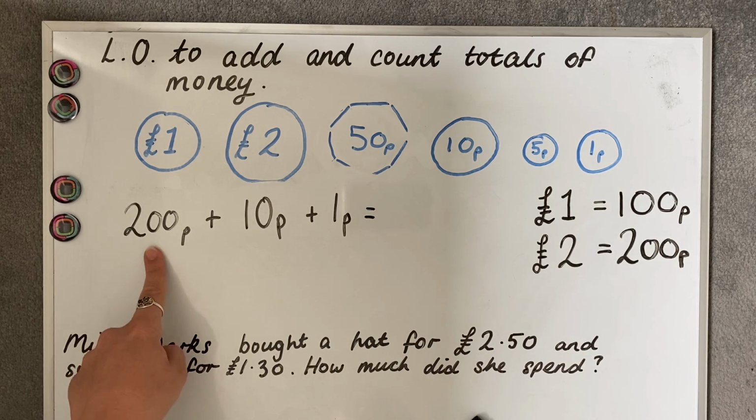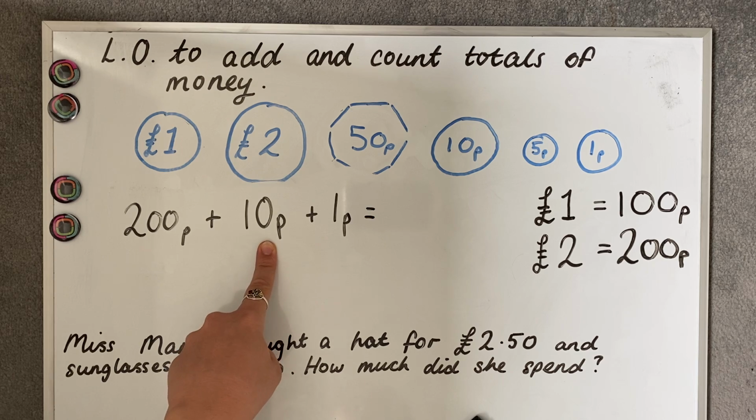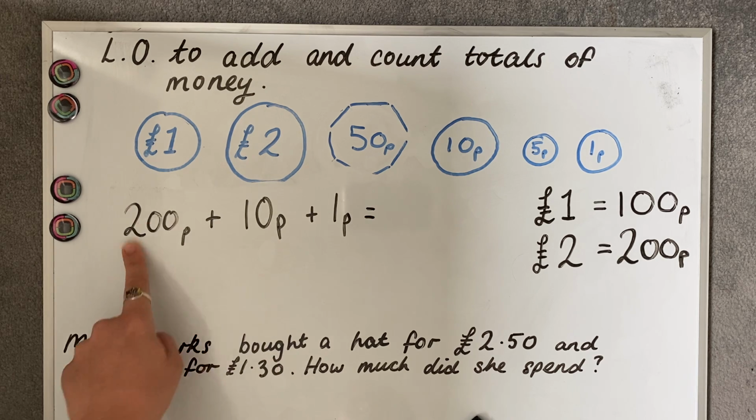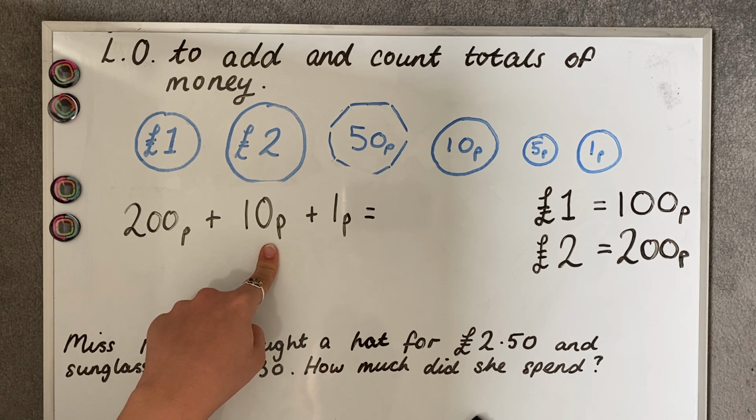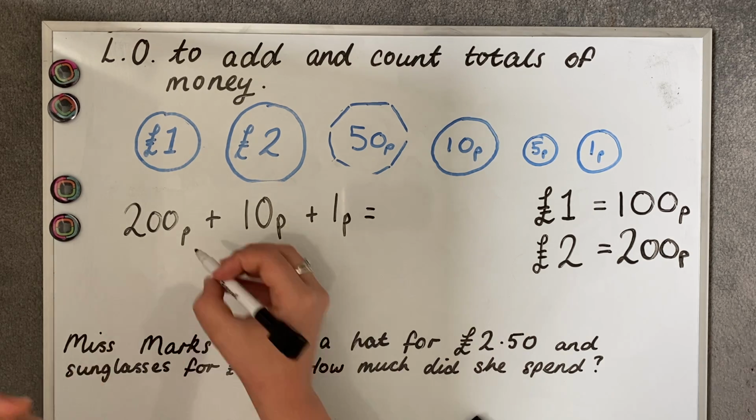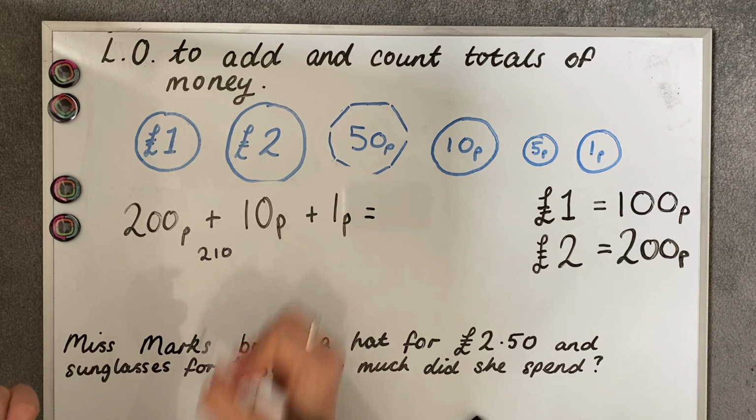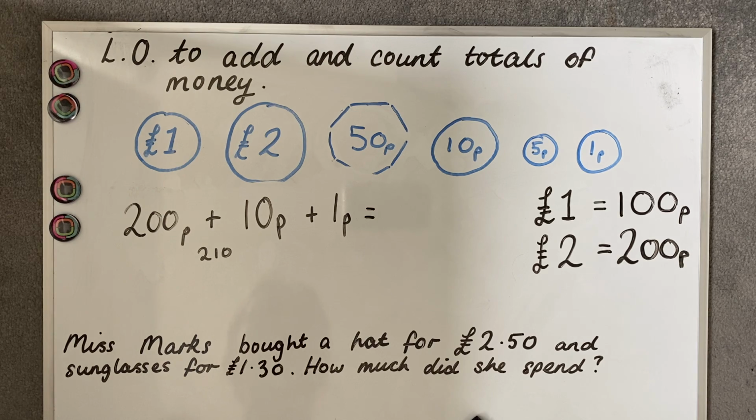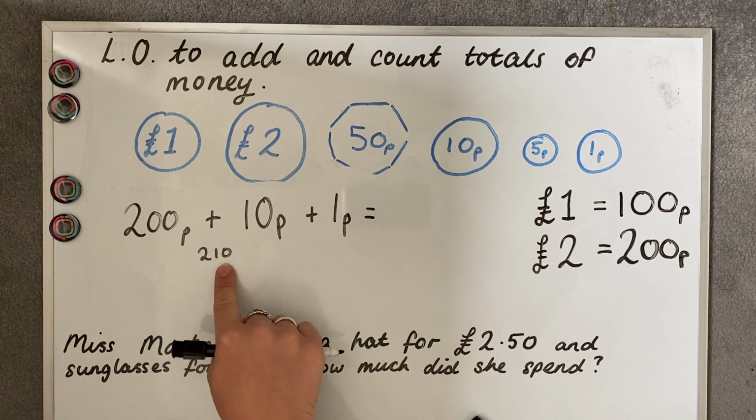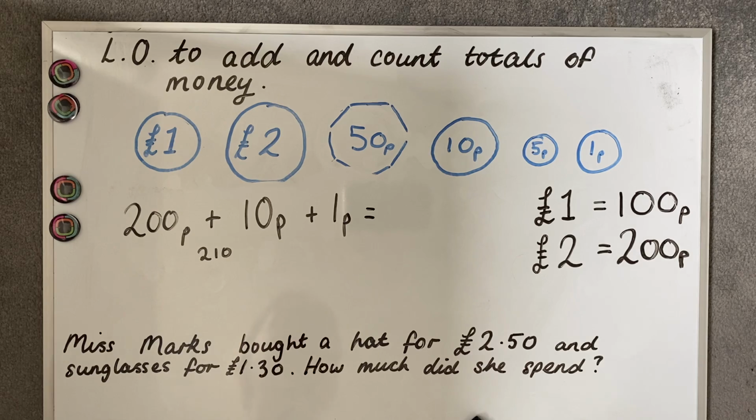So what's 200 plus 10? Do that quickly in your heads. 200 plus 10, so 10 more than 200 is 210. So we know that those two together are 210. Then we need to add on 1p. What do you think we need to do? Count on 1 from 210. What does that give us?